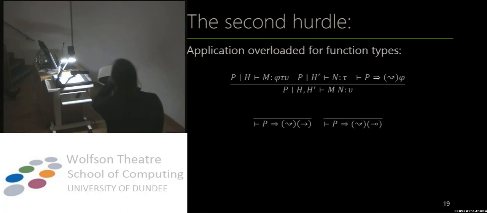And now I can use that to give an overloaded version of the apply rule. That says, well, if my function m has some type, phi applied to tau and u, such that phi happens to be a function-y thing, and the argument has the right type tau, then this result has type u. So I've introduced overloading of functions. And again, my rules for proving functioniness are that it applies to the two types that I have. Okay.